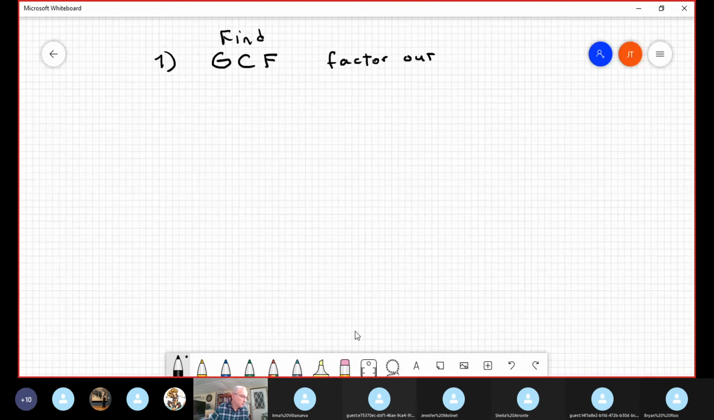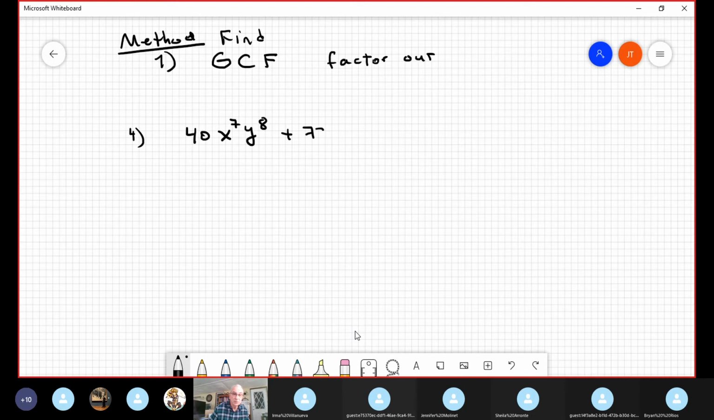Okay? Let's do problem number 4. This is the first method. Okay, we study today. Suppose 40x to the 7th power y to the 8th power, plus 72x to the 2nd power y to the 6th power, plus 72 again, repetition, nice, I like it, x to the 4th power y cubed.